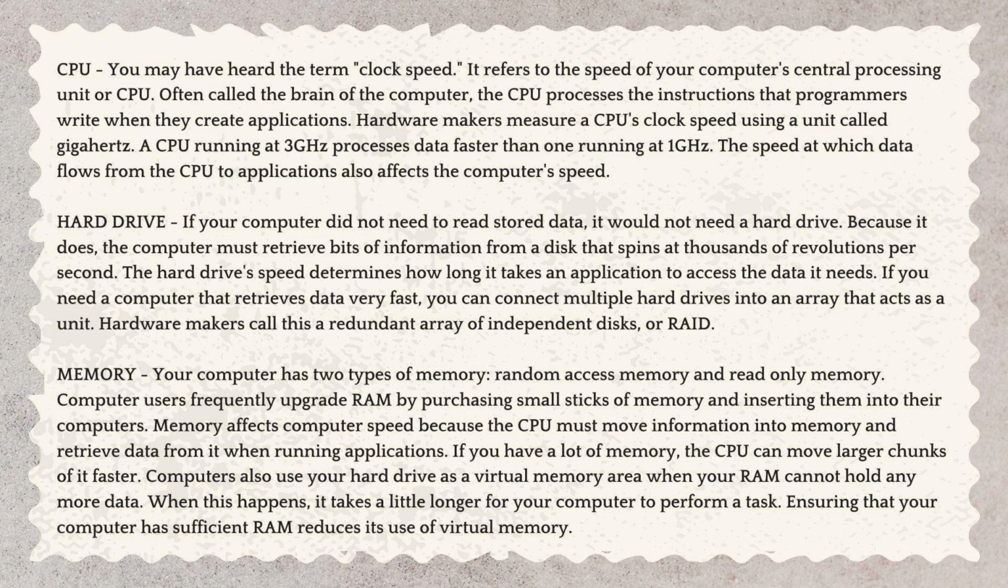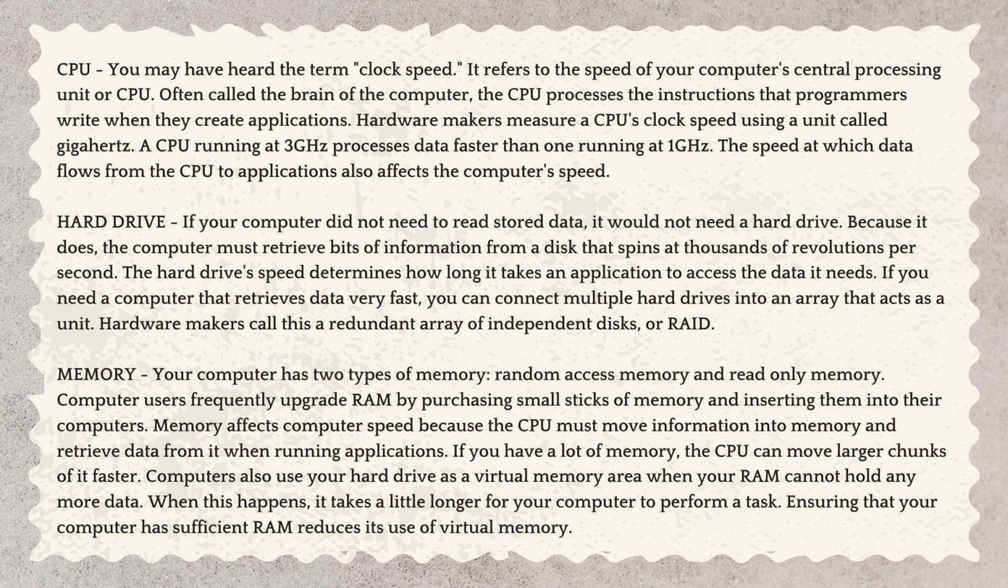CPU. You may have heard the term clock speed. It refers to the speed of your computer's central processing unit, or CPU, often called the brain of the computer. The CPU processes the instructions that programmers write when they create applications. Hardware makers measure a CPU's clock speed using a unit called gigahertz. A CPU running at 3 gigahertz processes data faster than one running at 1 gigahertz. The speed at which data flows from the CPU to applications also affects the computer speed.